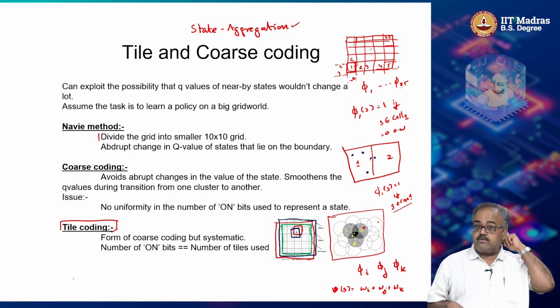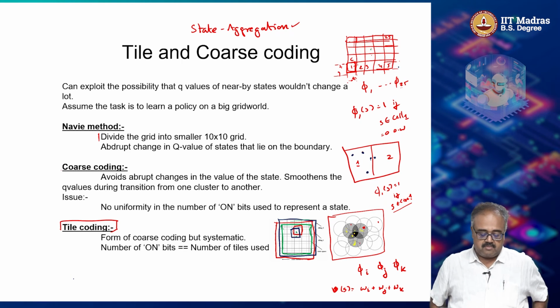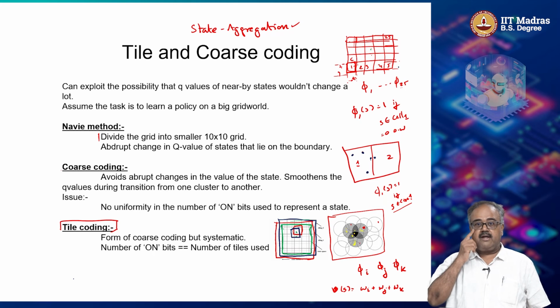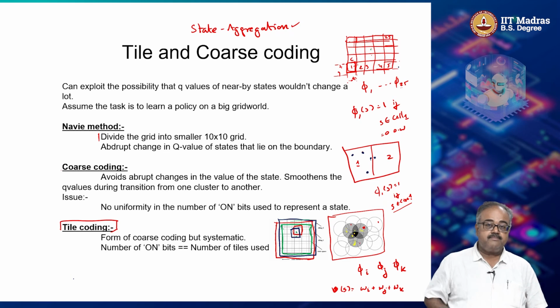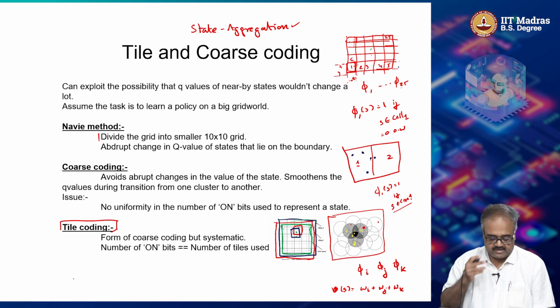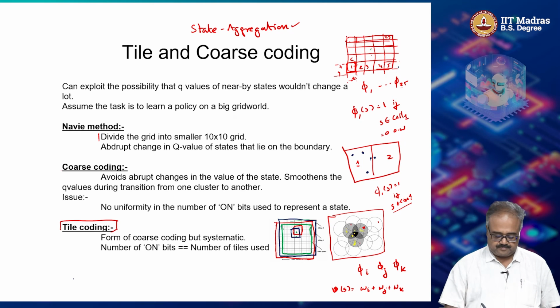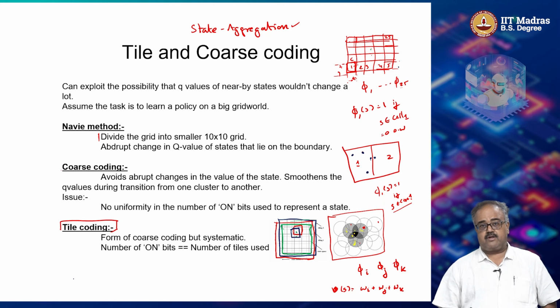So now I could do this in multiple ways. I can just have blue and red, just 2 tilings, but I could have 10 tilings also if I want. So 10 different grids, and so that means that for every state we'll have 10 points that will light up. So 10 features that will light up. So for each tiling that you use, you will get one feature on.